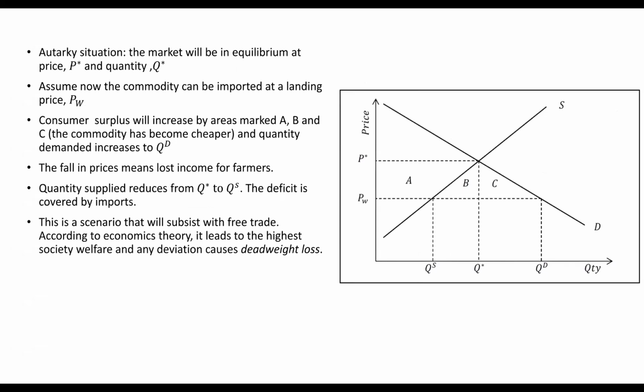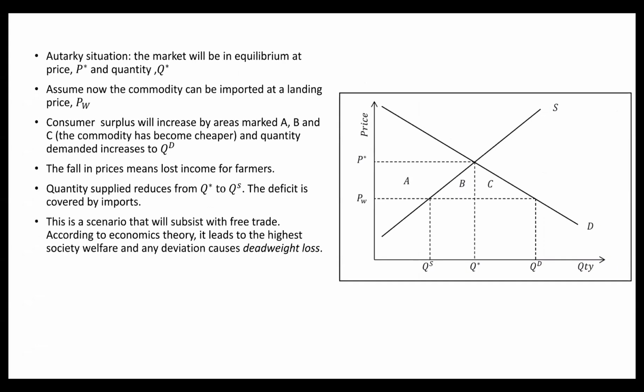So we can see that in the autarky situation, the market will be in equilibrium at price P star. The market is in equilibrium at this price, and the quantity at equilibrium will be Q star.